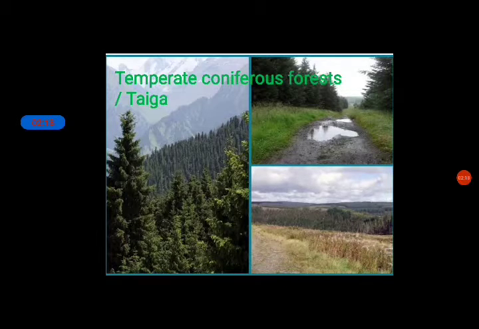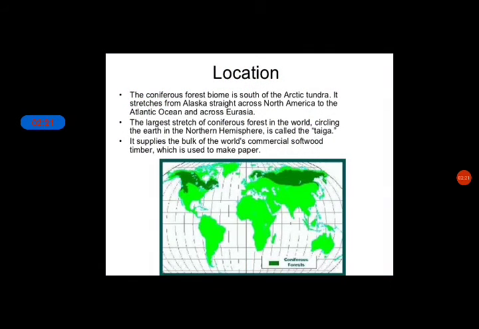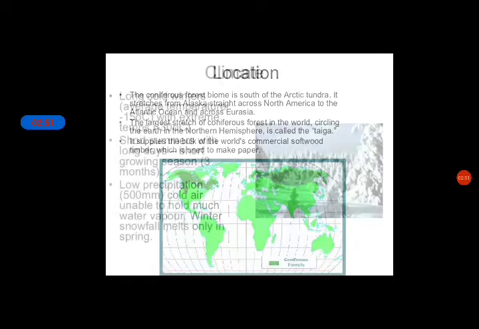These coniferous forests lie between 50° north and 70° north latitude and also in high altitude areas. This includes the regions of southern Canada, Norway, etc. Students, it supplies the bulk of the world's commercial softwood timber, which is used to make paper.